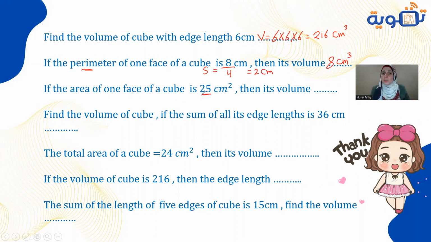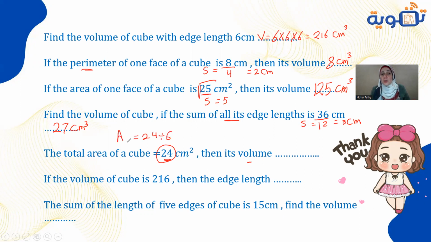Area of one face of the cube, I will take the square root of the area to find the edge length. So S equals 5. What is the volume? 5 times 5 times 5, 125. The volume of the cube, if the sum of all edges divided by 12 gives me 3 centimeters. This is the edge length. What is the volume? 3 times 3 times 3 equals 27 cubic centimeters. Total area of the cube, 24. What is the volume? Total area of the cube means we have here the sum of the area of 6 faces. So divide 24 by 6 to find the area of one face.